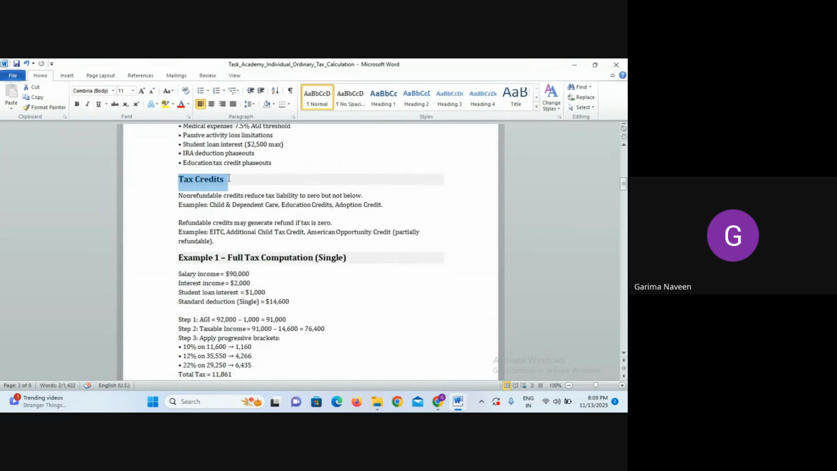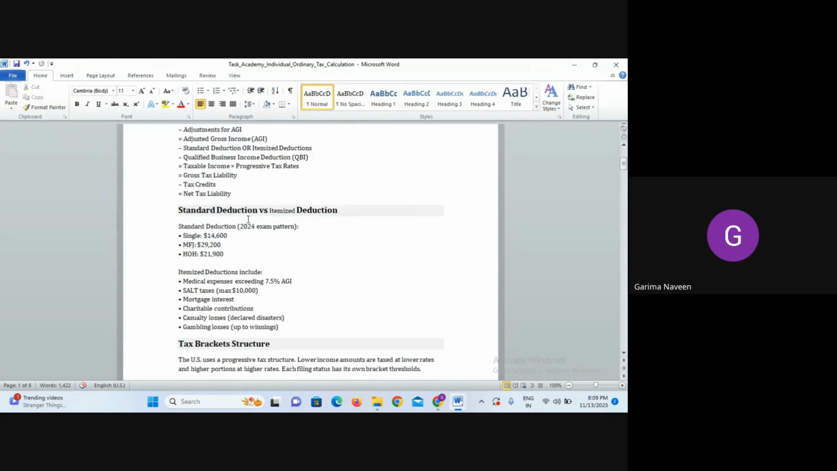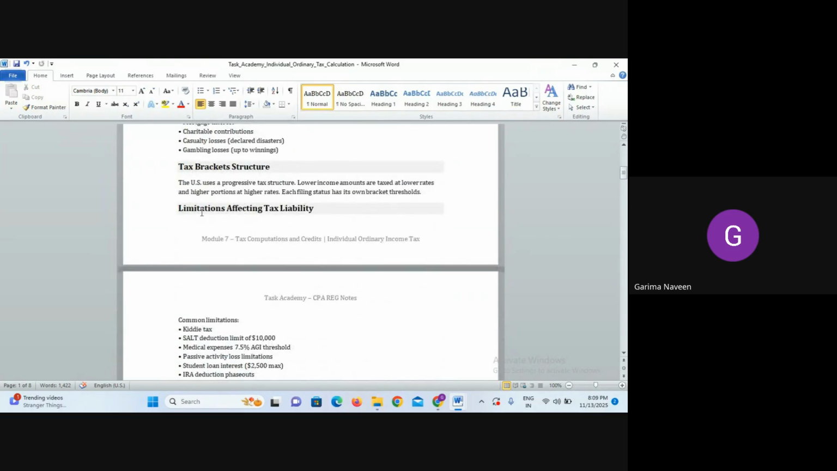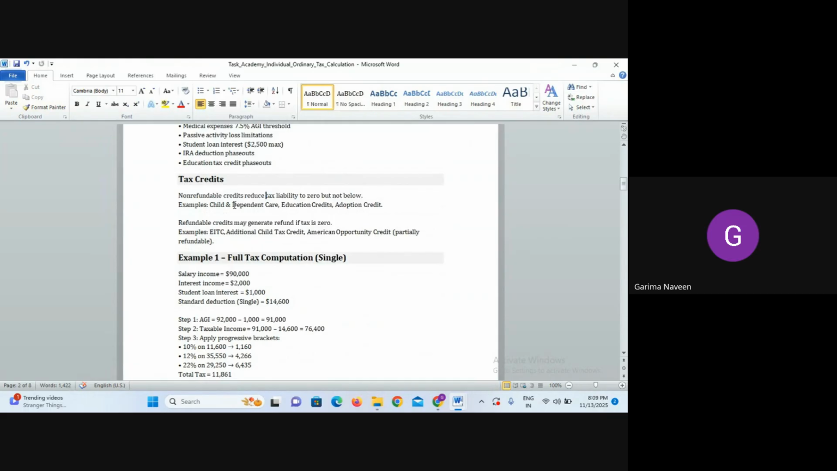Next is tax credits. Tax credits are basically credits which give a dollar for dollar reduction directly in the tax liability. All the deductions you have studied earlier were deducted from your gross income or adjusted gross income, but these credits can be directly deducted from your tax liability. Okay, so generally we have two types of credit: non-refundable and refundable credits.